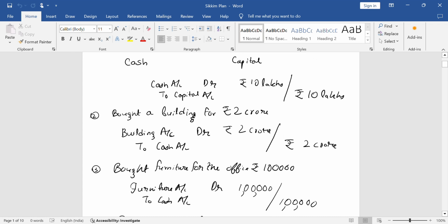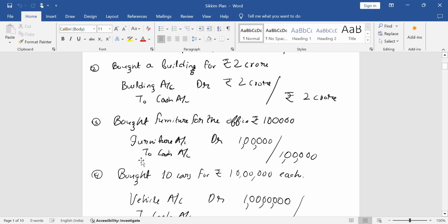Second transaction, bought a building. Building is an asset. The building is increasing in your business, right? It is an asset and it is increasing in your business. So whenever an asset increases, we debit it. Building account debited. Whereas for buying this building, we have paid rupees 2 crores. So it has caused a deduction of rupees 2 crores in my cash balance. Cash is again an asset. So when the asset decreases, we credit it. So building account debited to cash account.